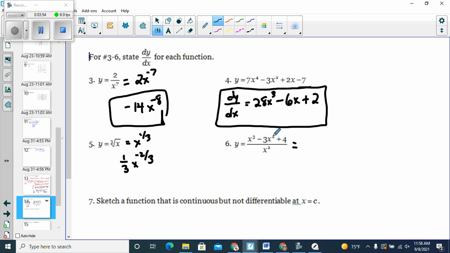Number 6, divide everything by x squared. So I would get x minus 3 plus 4 over x squared, which is x minus 3 plus 4x to the negative 2nd. And then take the derivative. 1, derivative of a constant is 0. 4 times negative 2 is negative 8. Subtract 1 from the exponent.